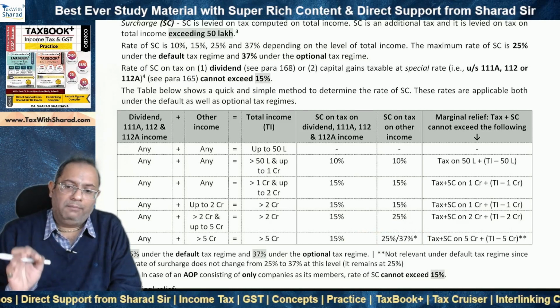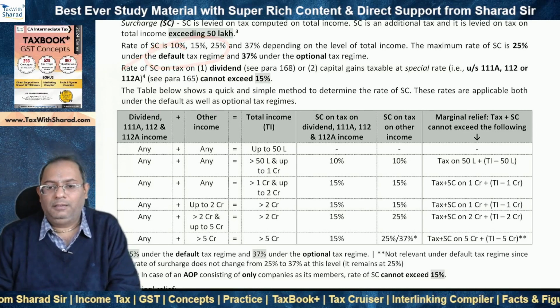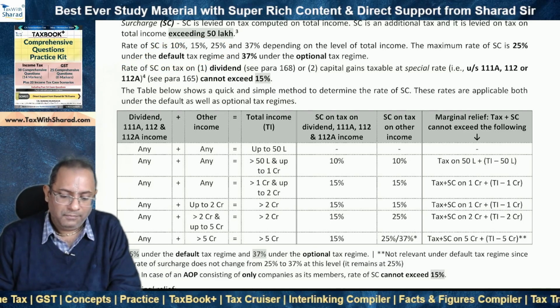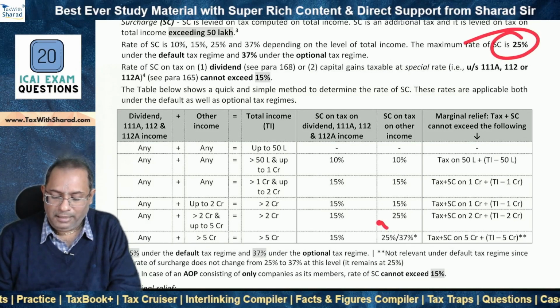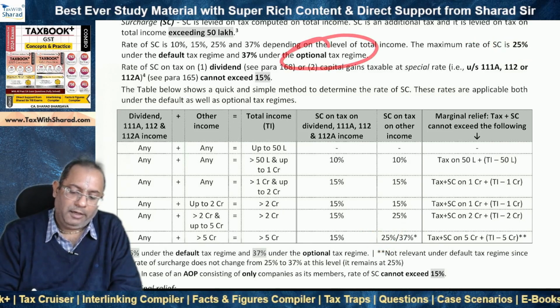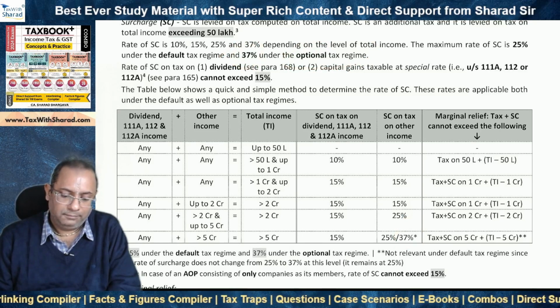If we are computing tax liability under the default tax regime, that means under section 115BAC, concessional rate of tax regime, then the rate of surcharge cannot exceed 25%. It is the maximum rate. And if we are talking about the optional tax regime, the rate of surcharge cannot exceed 37%. This is the maximum rate.